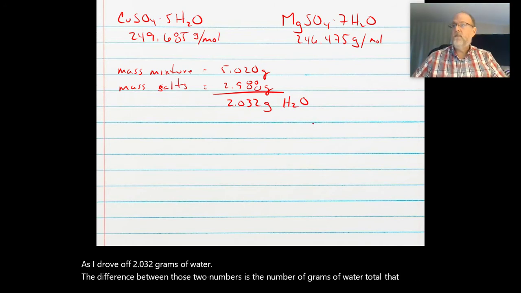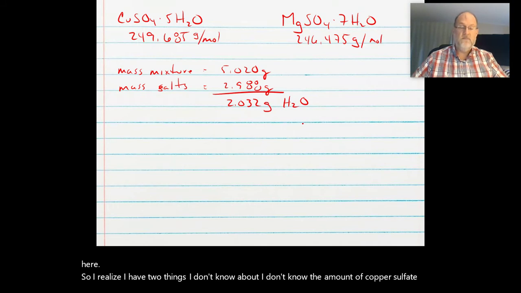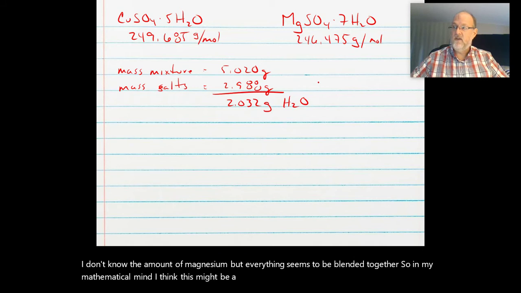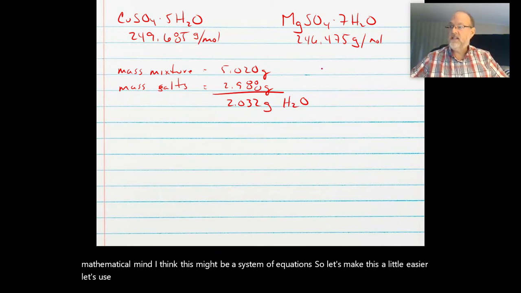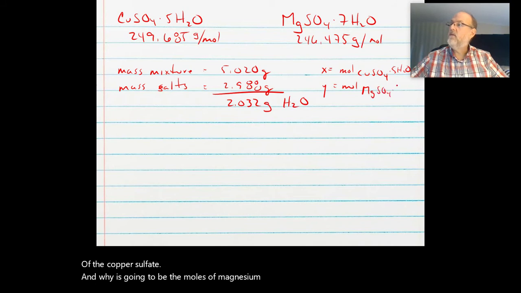So I realize I have two things I don't know about. I don't know the amount of copper sulfate and I don't know the amount of magnesium sulfate, but everything seems to be blended together. So in my mathematical mind, I think this might be a system of equations. So let's make this a little easier. Let's use X and Y. X I'm going to define as being the moles of the copper sulfate. And Y is going to be the moles of magnesium sulfate. Now you're going to see where this plays a role in a second.